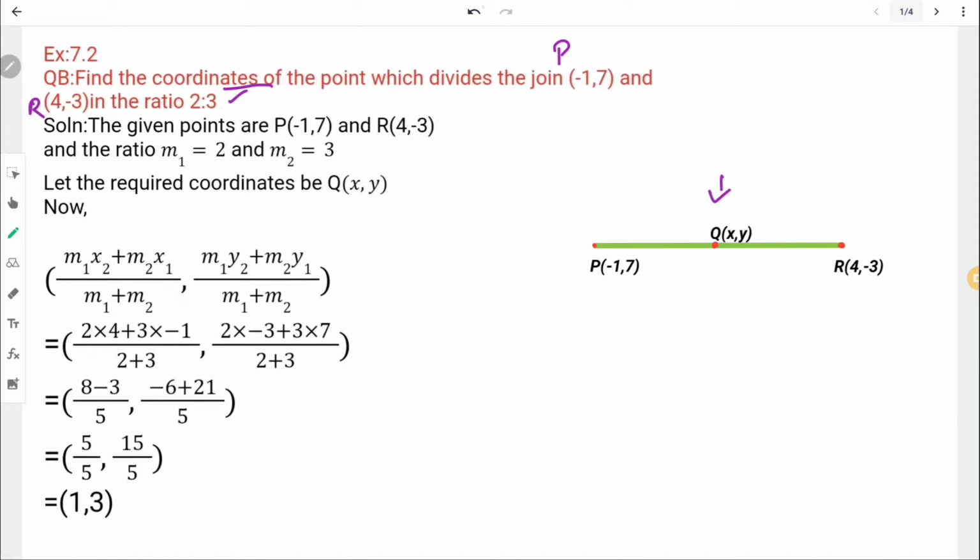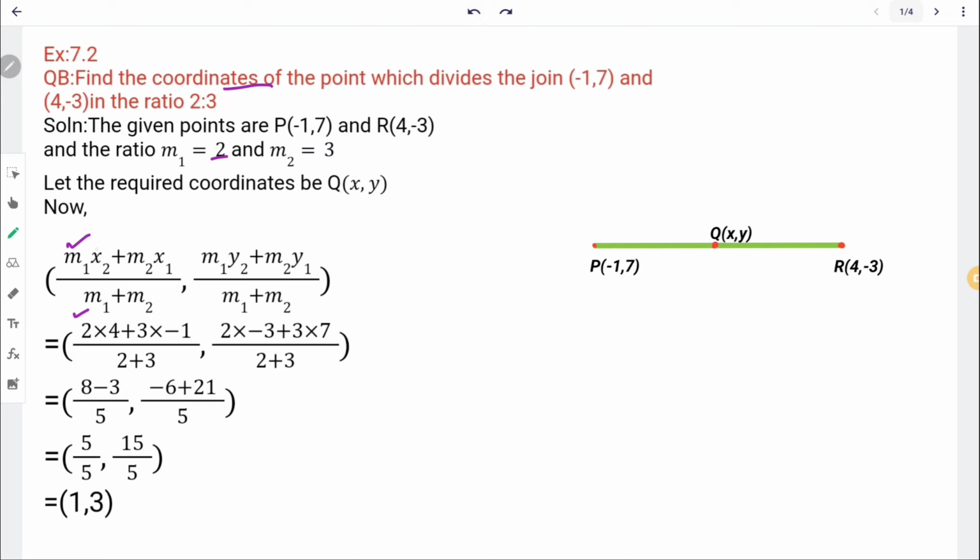M1 is 2, and M2 is 3. All right, so I've written the given and everything here. In order to find this, we have to use the section formula. The first will give us the x, and then this will give us the y coordinate. Once we have written the formula, M1 is 2. Just remember, we're going to take this to be x1, then this is y1, then this x2, this is y2 again.